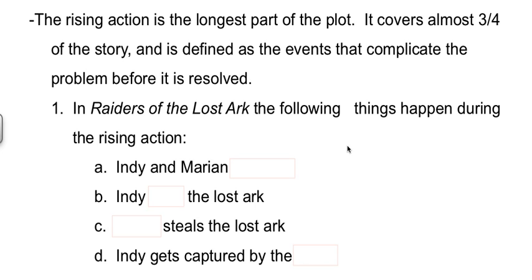In Raiders of the Lost Ark, the following things happen during the rising action. First of all, Indy and Marion team up. He doesn't want to be her partner. She doesn't really want to be his partner, but they kind of have to work together. So that's the complication, is how are they going to work together? The next complication is actually Indy finds the Lost Ark, and that doesn't seem like a complication, but because it's not in the climax spot, we know that's not the end. And what happens is, of course, Belloc, the guy we met in the beginning, steals the Lost Ark. And in fact, Indy gets captured by the Nazis. So all of these things happen to make this a bigger mess.